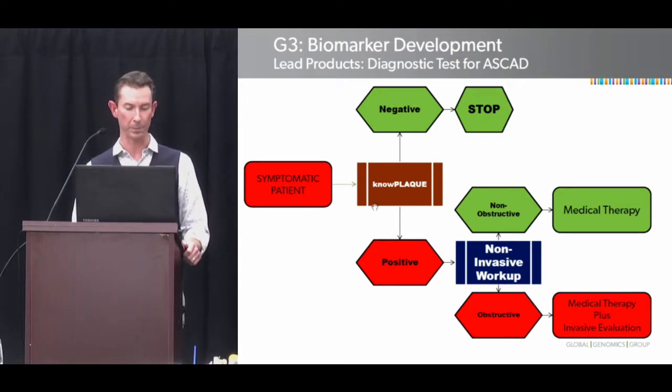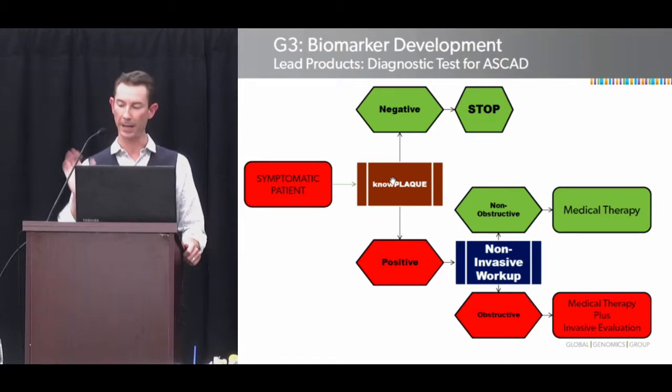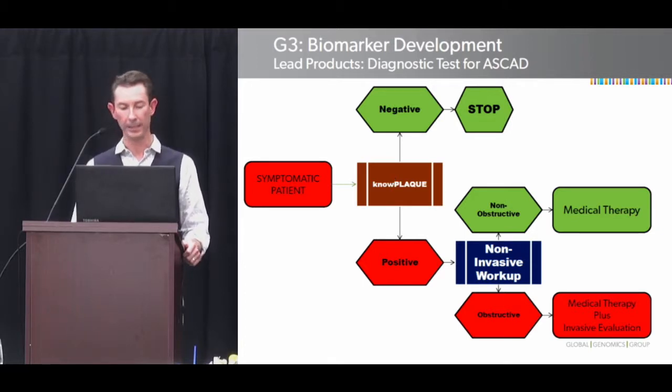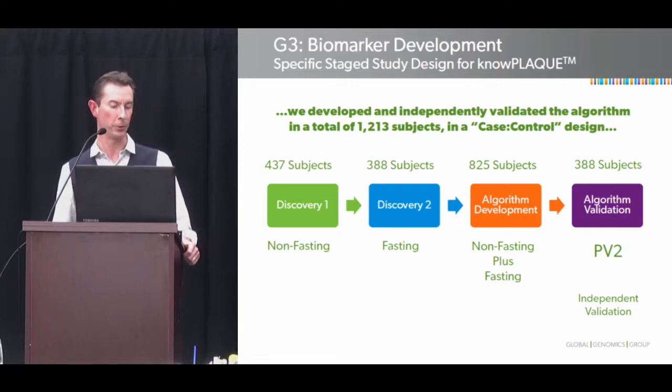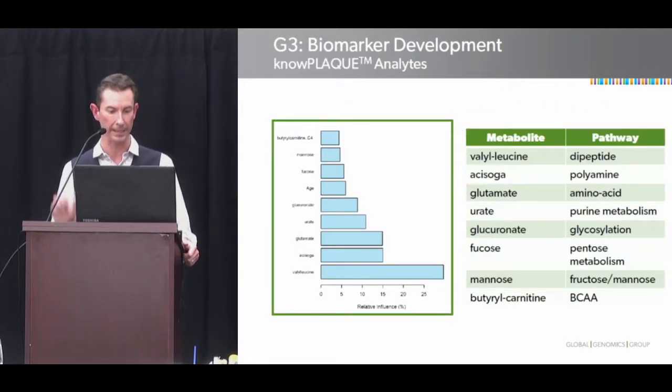The idea is that you have chest pain, you come to the office, we do the test, and we calibrate it to have high negative predictive value. If the test is negative, there's no need for further evaluation. If the test is positive, then you go into the non-invasive workup. We've gone through the scientific discovery and the validation of this algorithm, and that paper is in the submission process right now.